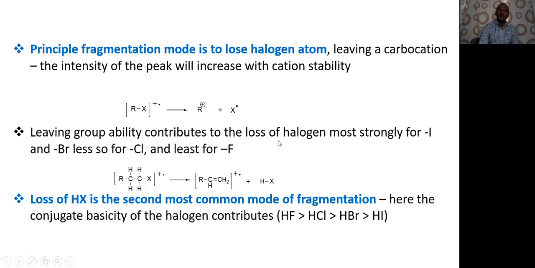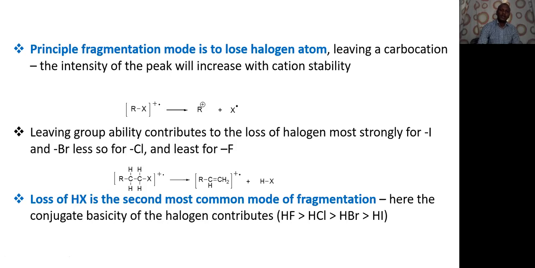These are the two modes of fragmentation, and their ability depends upon the leaving group ability. Here we have the order of leaving group ability: iodide, bromide, chloride and fluoride. And the order of loss of hydrogen halide is hydrogen fluoride, hydrogen chloride, hydrogen bromide, and hydrogen iodide. So this is the order of loss of hydrogen halide, whereas the other is the order of loss of halide.